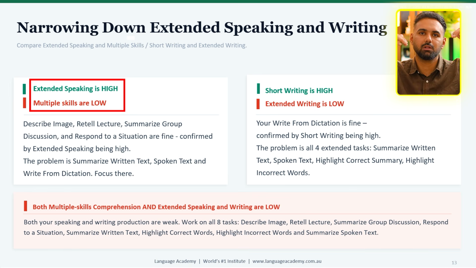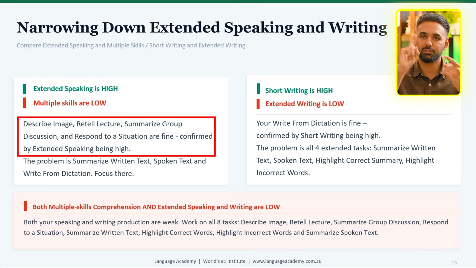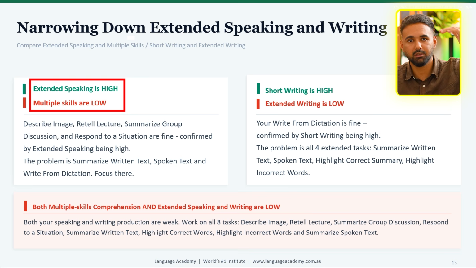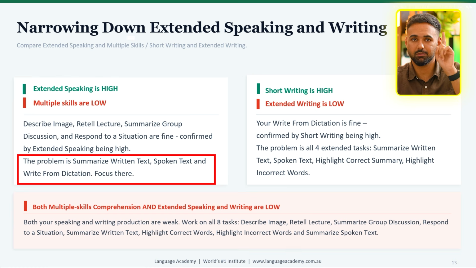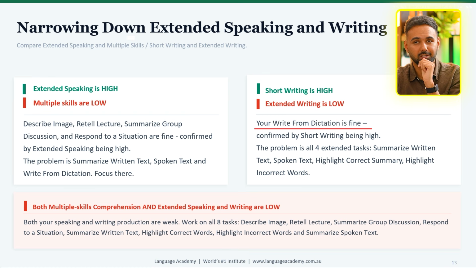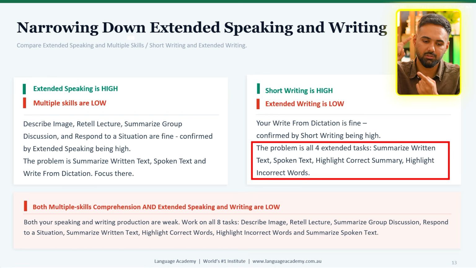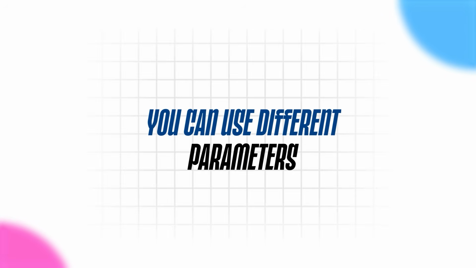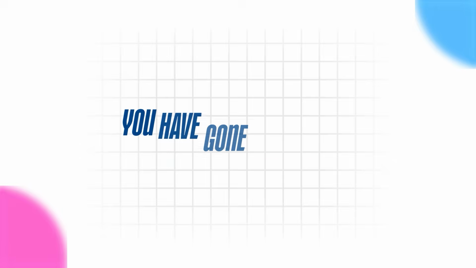If this is low, you have to work on all these question types. But let's say your multiple skills are low, but your extended speaking is high. Extended speaking is describe image, retell lecture, respond to situation, summarize group discussion. If extended speaking is full but multiple skills are low, that means these 4 question types are good. Then you have to work on summarize written text, spoken text, write from dictation, right? But let's say your short writing is full as well, that means your write from dictation is good. So write from dictation is off the list. That means you are either going wrong in summarize written text, spoken text, highlight correct summary, or highlight incorrect words. So this is how you can use different parameters to narrow down which question types you have gone wrong with.